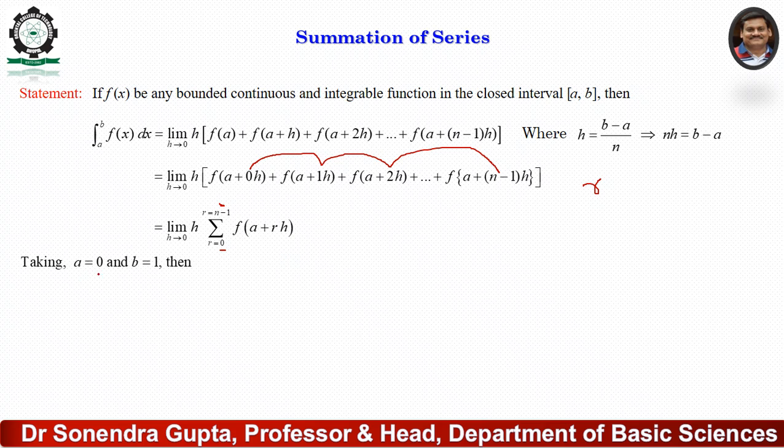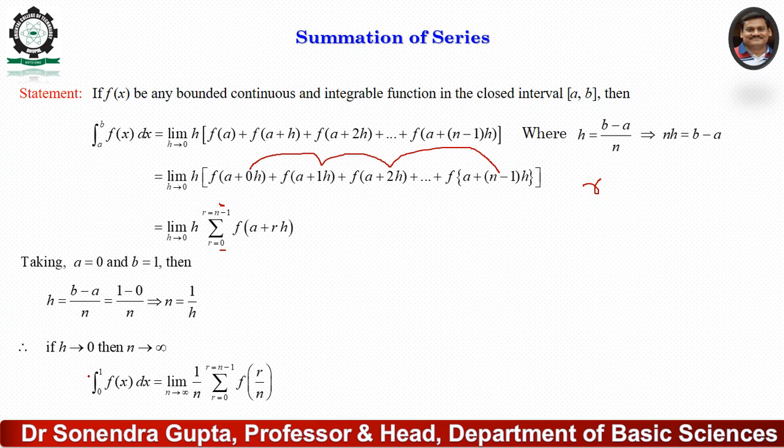Now taking a equal to 0 and b equal to 1, that means h equals 1 upon n. If h tends to 0, then n tends to infinity. Therefore the integral from 0 to 1 of f of x dx equals the limit as n tends to infinity of 1 upon n times the summation from r equals 0 to n minus 1 of f of r upon n. Now this is your required formula for changing the summation of series.